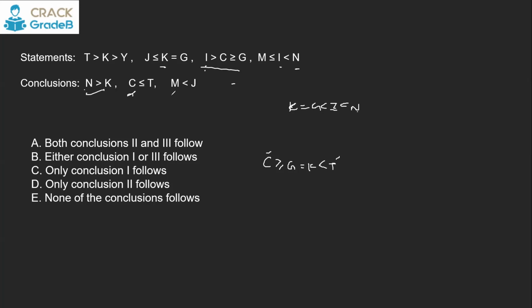M and J. J is greater than M. J is less than equal to K. K is equal to G. G is less than I. And between I and M, I is greater than equal to M. So there is again a contradiction between J and M. So that is also not a true conclusion. So only one will follow.